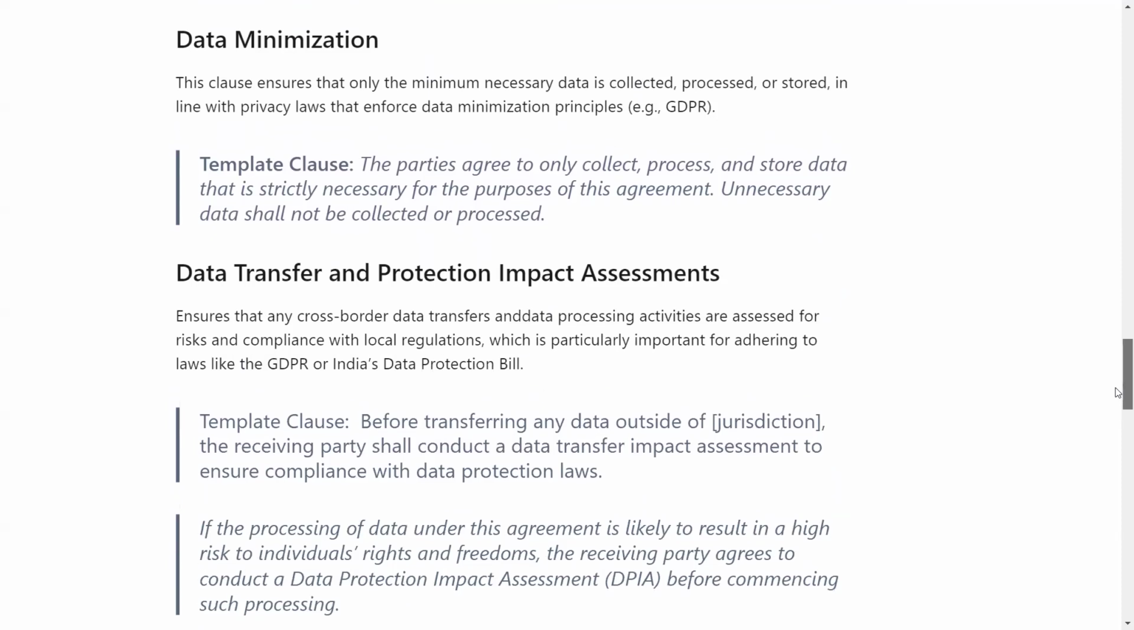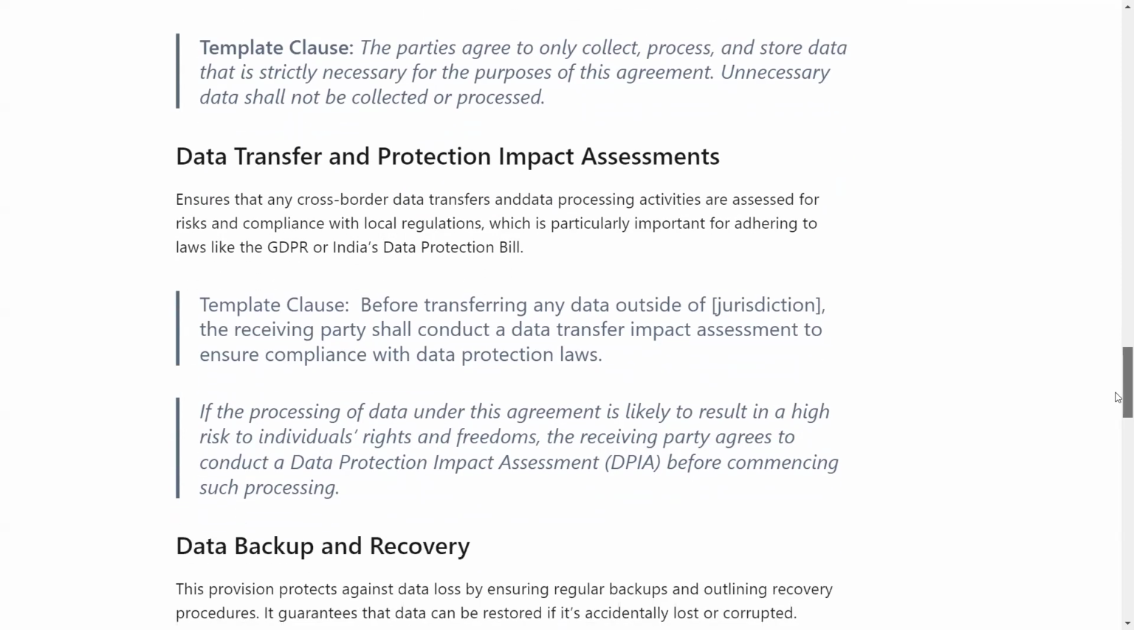Next, we have data minimization. This clause ensures that only the minimum necessary data is collected, processed, or stored in line with the privacy laws that enforce the data minimization principle. Template clause. Parties agree to only collect, process, and store data that are strictly necessary for the purpose of this agreement. Unnecessary data shall not be collected or processed.